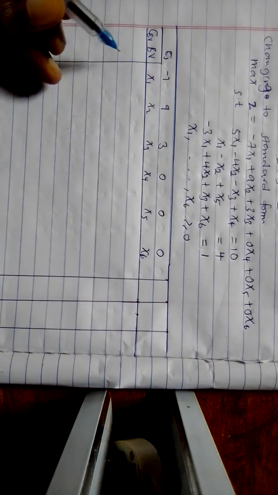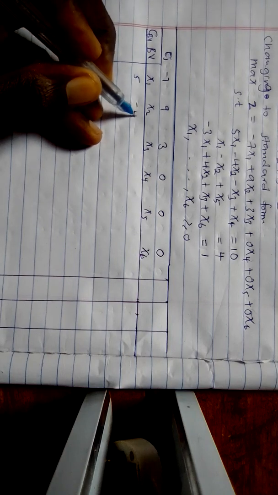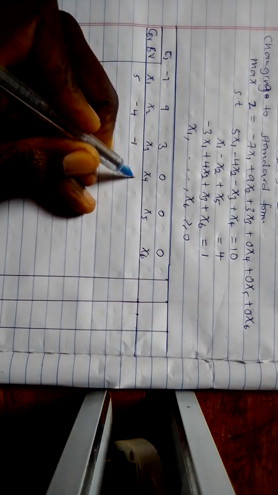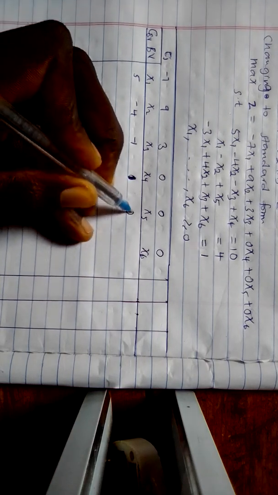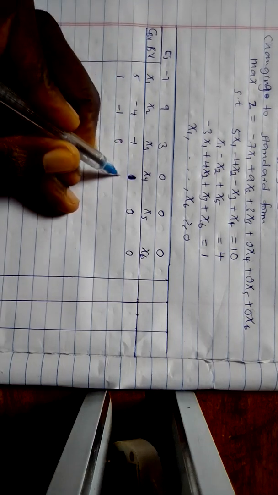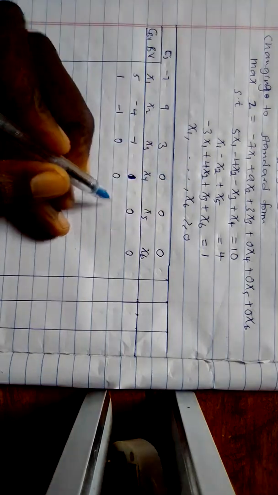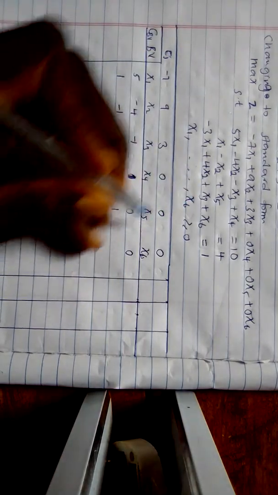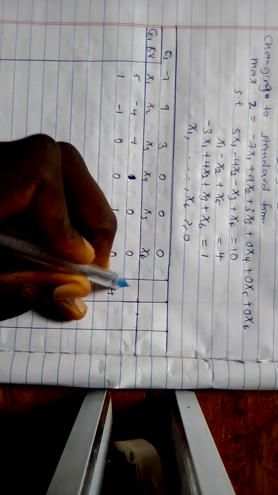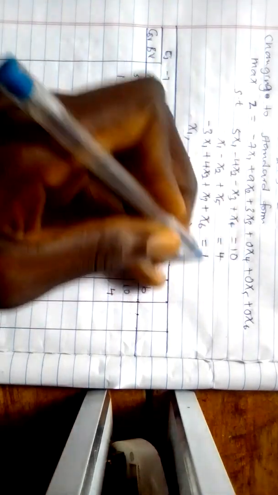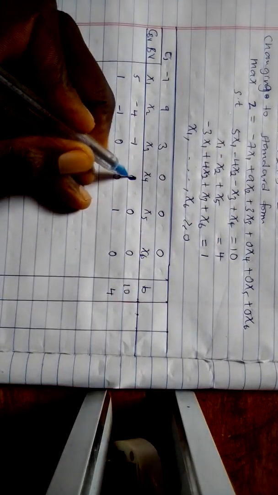Now let us go to the coefficients of the constraints. We have 5 here. We have negative 4, negative 1, 0, 1, 1 here, 0, 0. Coming to this, we have 1, negative 1, 0, 0 coefficients. Here is a 1. Here, x6 is a 0. Here we have a 4. Here we have a 10. These are the b's. Hope you're getting me. Yeah, the b. This is a 1.